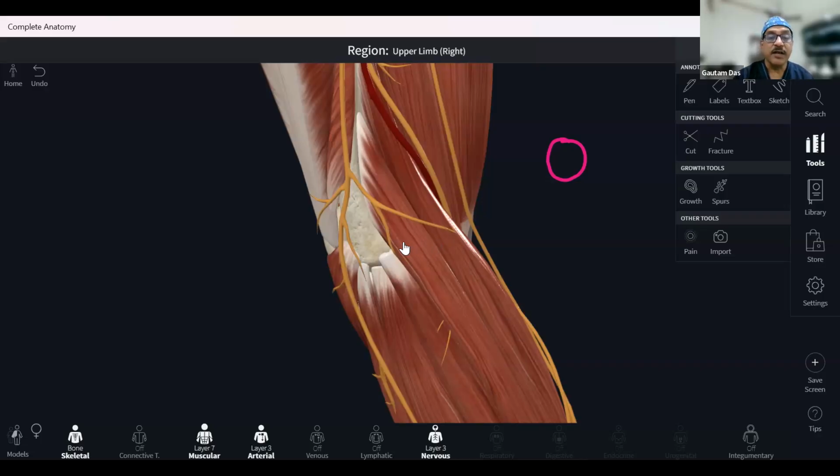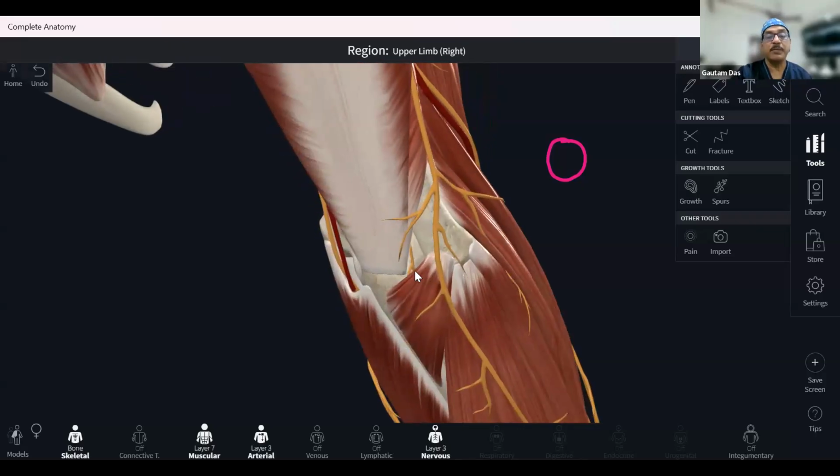So after this extensor carpi radialis brevis, the next extensor tendon, which is taking origin from the lateral epicondyle, is your what? Your extensor digitorum. After that, the fifth compartment muscle is your extensor digiti minimi, and the last one, the extensor carpi ulnaris. So what are these 4 again? Extensor carpi radialis brevis, extensor digitorum, extensor digiti minimi, and extensor carpi ulnaris. So these 4 are the common extensor tendons, taking origin from the lateral epicondyle.